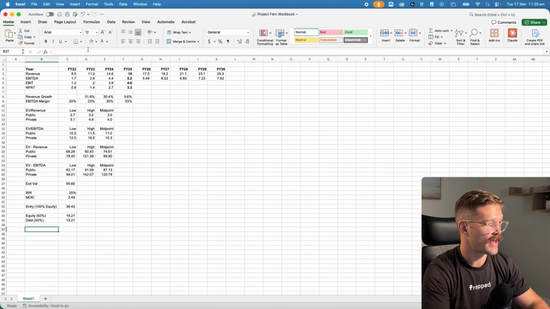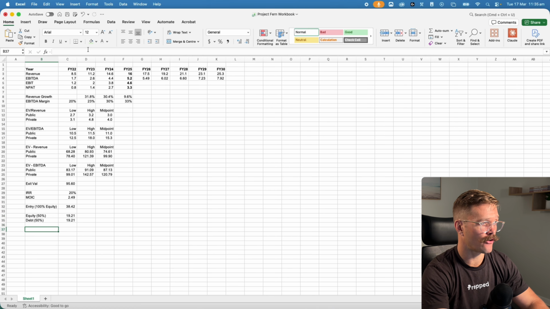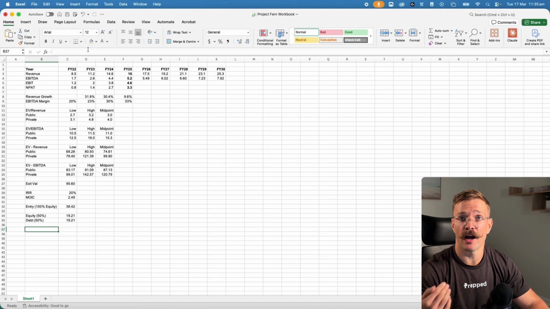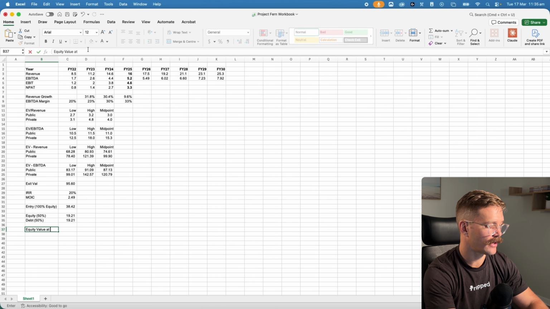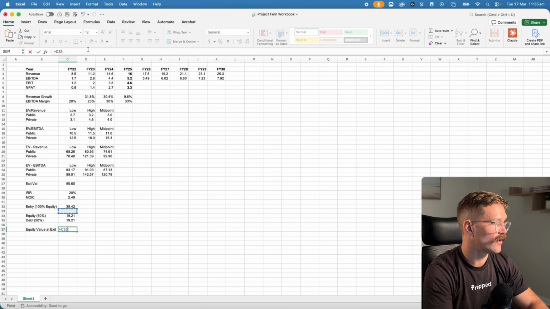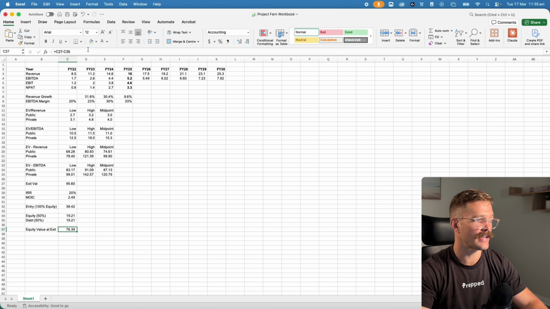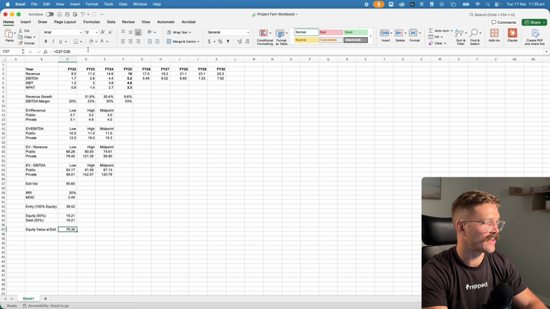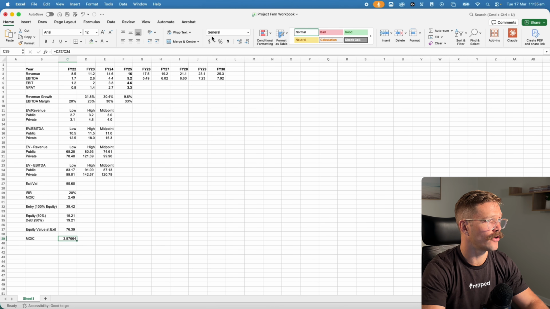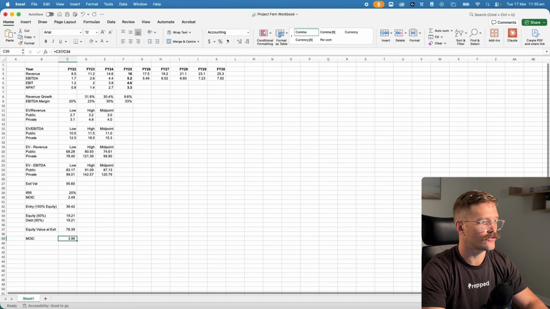So let's see, at the end of the period, we have our exit value of 95.6. We take away the debt value. It hasn't moved at all. So equity value at exit equals our exit val minus our debt. So that's how much is left in equity when we exit at 95.6. What is that as a multiple of this invested capital here? 3.97 or 98 there.